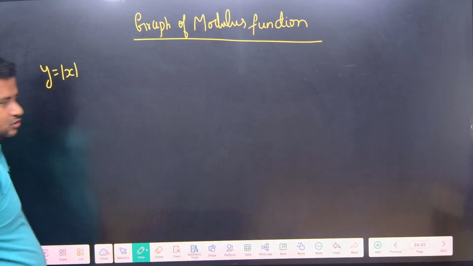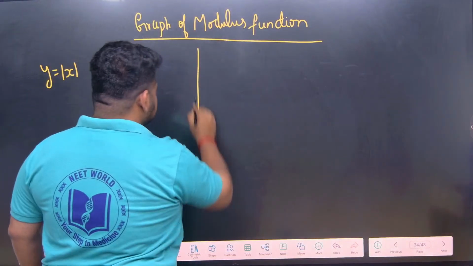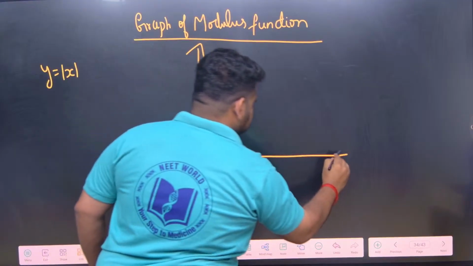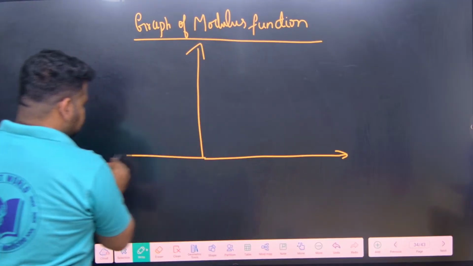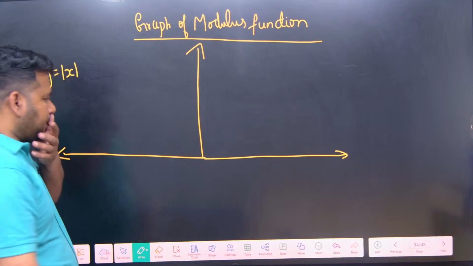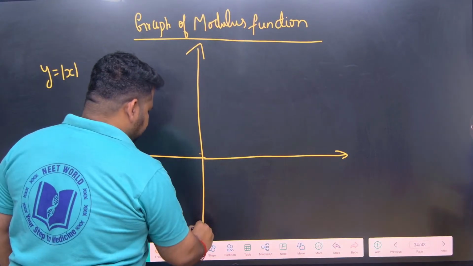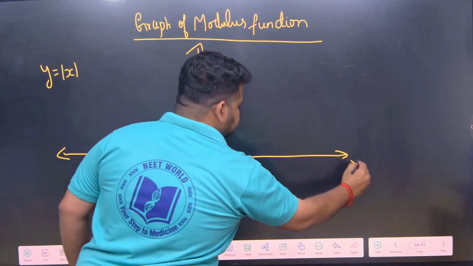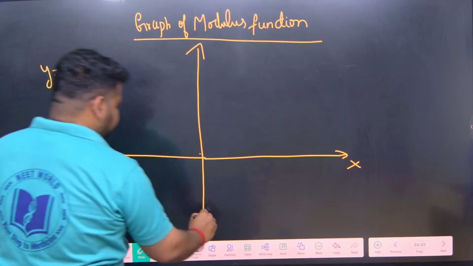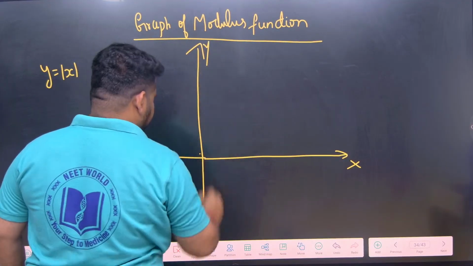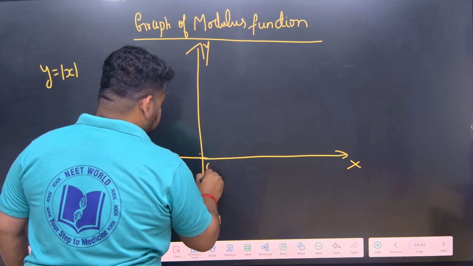Yes or no? So let us have coordinate axes, x axis and also y axis. See here, this is x, x dash, y, y dash. This is the origin.